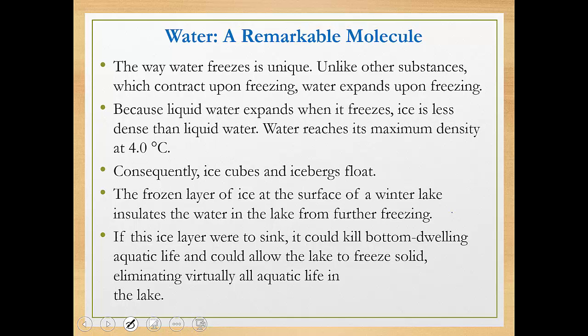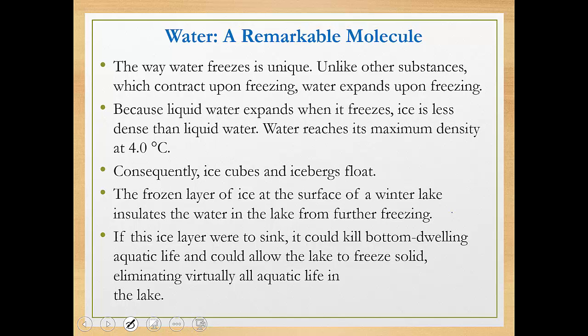So as it starts expanding and it gets colder and colder, eventually it hits 0 degrees Celsius and it locks itself into a solid pattern. It freezes, and those rise to the surface. Ice cubes, icebergs, anything like that float. When a winter lake freezes, frozen layer of ice over the top, not only does that layer kind of float at the top, it also kind of helps lock in the water underneath it. So it kind of insulates it and prevents the lake from freezing further.